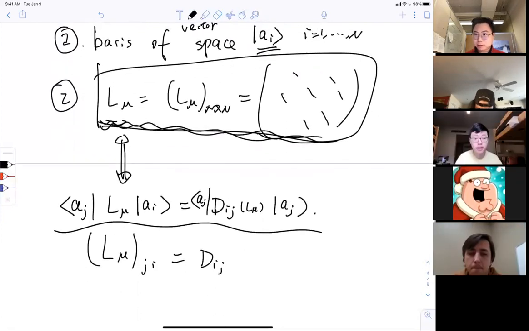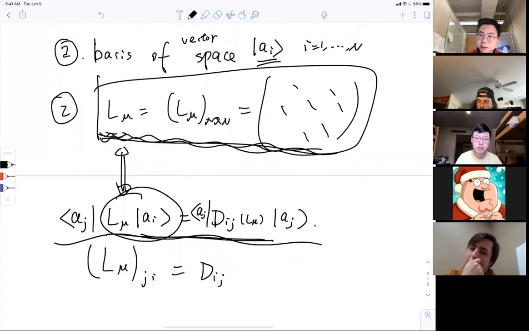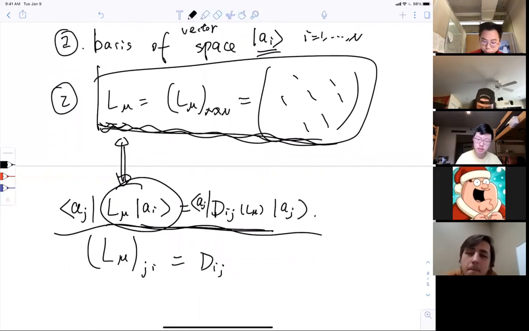So will we cover how to find those L mu with alpha ket and with a ket? So how do we find this thing? Yeah. It's determined by the structure of your Lie algebra. Okay. Yeah, as you will see.